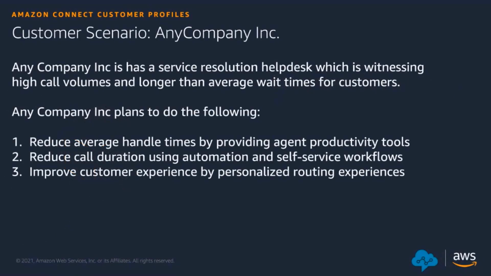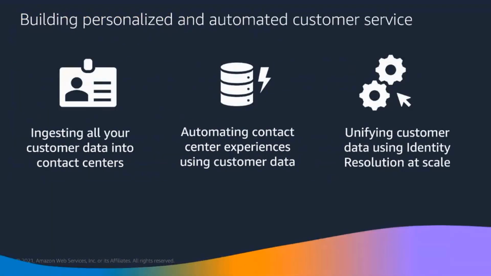Today, we're going to be using a fictitious business, any company, as our example. We will go through and build a demo on how you could easily unify your customer data from multiple data sources. Then we can leverage this data to do automation and personalization. And finally, we'll showcase the machine learning capabilities from our identity resolution feature to identify duplicate records in our data sources and merge these records together.